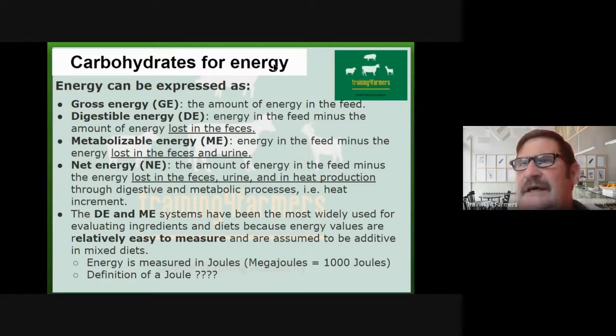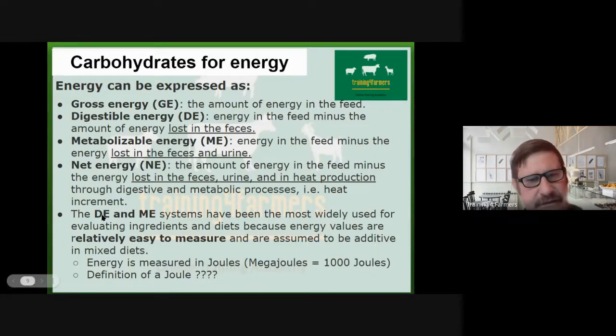Metabolizable energy is 90% there, but it's a lot easier to measure. So that's why we're going with ME instead of net energy. From now on, we're going to look at energy in the form of metabolizable energy.